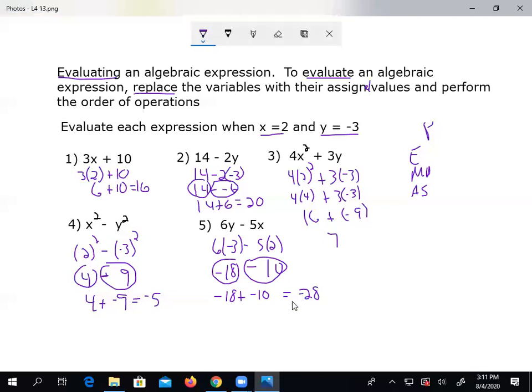So that's how we evaluate expressions: you have to replace the variable with the assigned value, and then we basically perform the order of operations using PEMDAS, or please excuse my dear Aunt Sally.